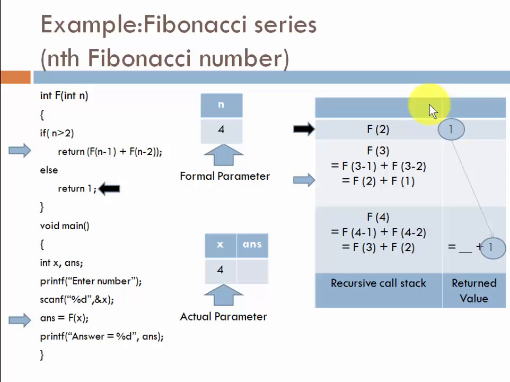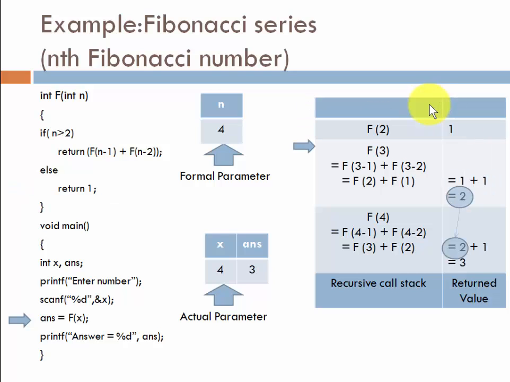and for f of 3 it will make another two recursive calls, that is f of 2 and f of 1. Now it will make recursive calls to f of 2 and f of 1. 2 greater than 2 is false and 1 greater than 2 is also a false condition, so both will return value 1. These values will be returned in the call f of 3. So it will perform addition of 1 plus 1 and return the value 2.